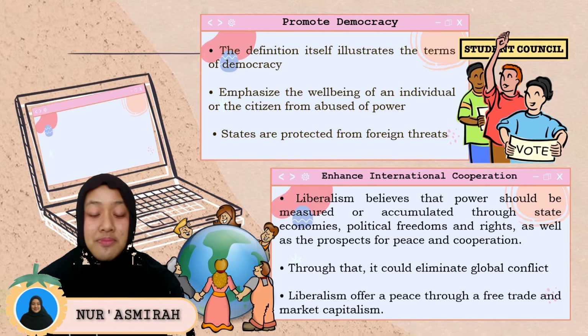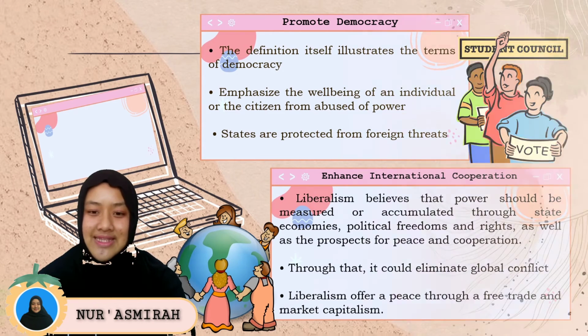Secondly, liberalism should be continued as it enhances international cooperation. This is because liberalism believes that power should be measured or accumulated through state economies, political freedoms and rights, as well as the prospects for peace and cooperation. Those diplomats who practice liberalism in representing the state will be offering peace through free trade and market capitalism. Hence, it can assist in eliminating global conflict and instead tries to enhance cooperation with other states.